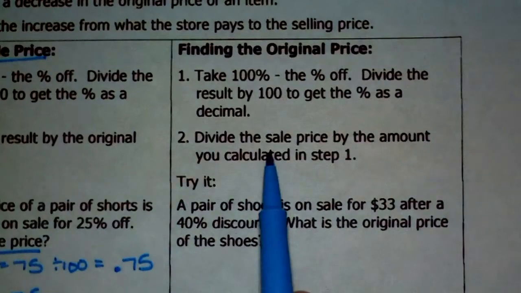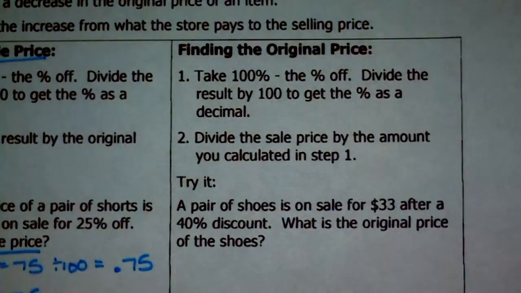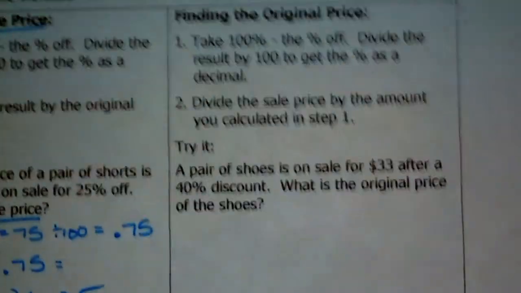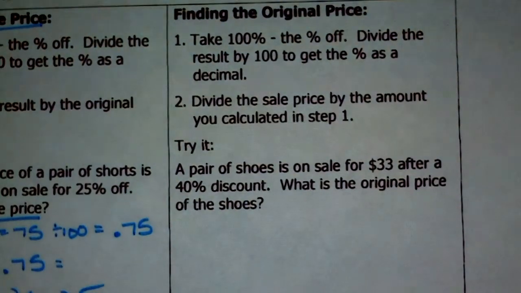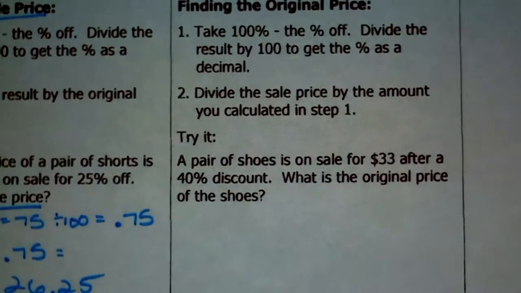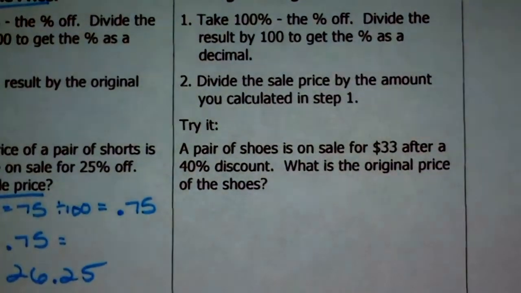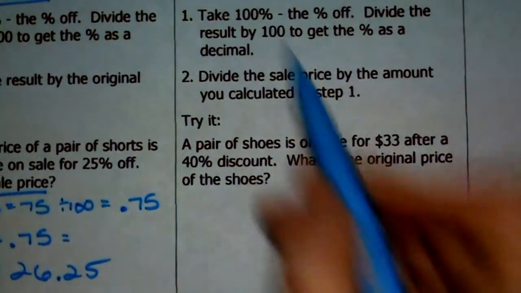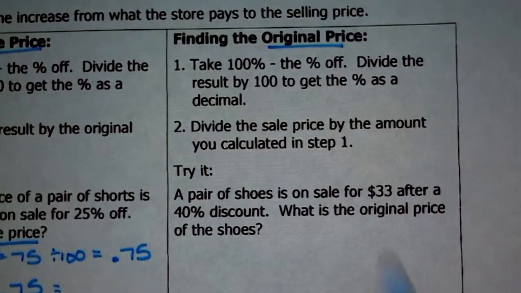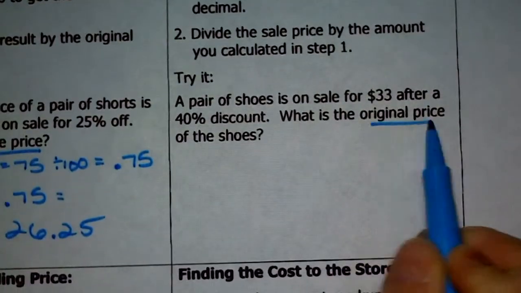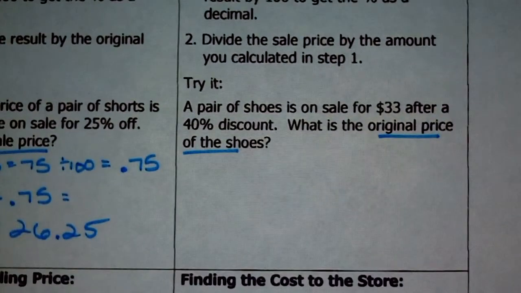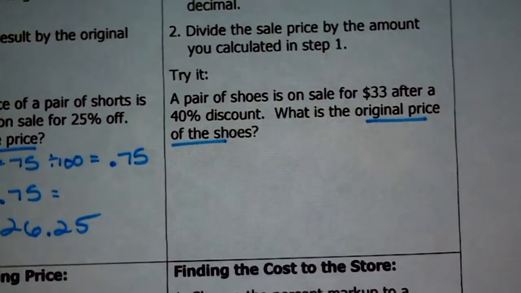We're going to divide the sale price by the amount that we got in step 1. So an example of this: a pair of shoes is on sale for $33 after a 40% discount. What was the original price of the shoes? The key here is knowing that you're looking at this little box, which says, what is the original price of the shoe? So we know we're looking for that original price. We can follow steps 1 and 2.